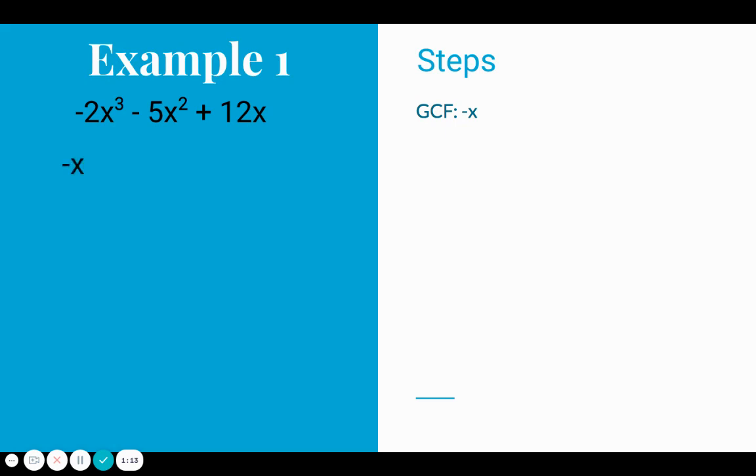When we factor out negative x, that leaves behind this trinomial, 2x squared minus 5x minus 12. So we take that GCF of negative x and we just bring it down to the very bottom. We're going to include it later as a part of our factored form. Then we focus on factoring the trinomial inside the parentheses.